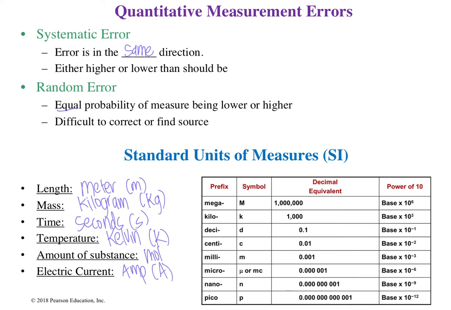Let's call it A. These are going to be really important to memorize, these prefixes, specifically kilo being 10 to the third, centi being 10 to the negative 2, milli 10 to the negative 3, micro 10 to the negative 6, and nano 10 to the negative 9. You will need to memorize those.